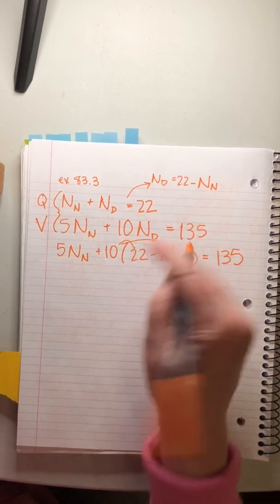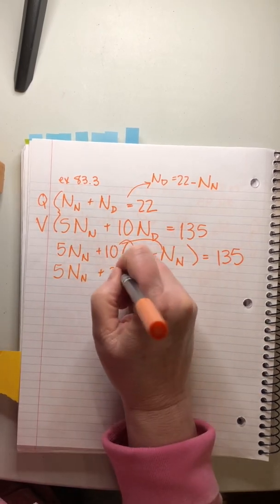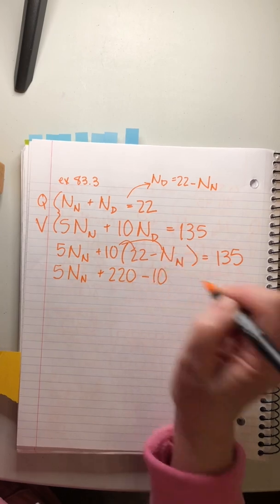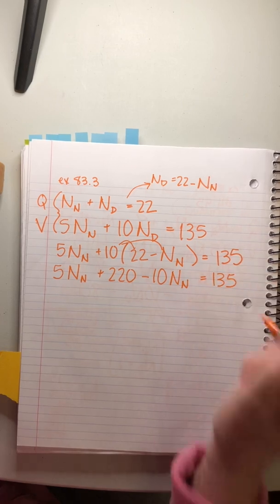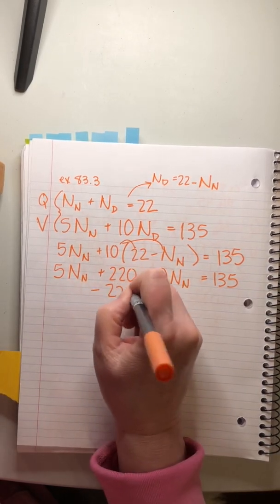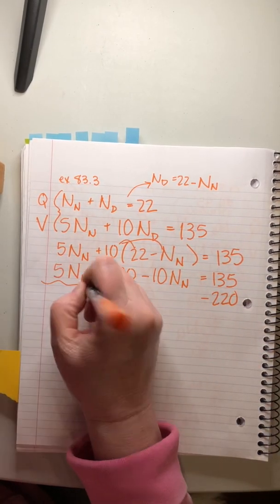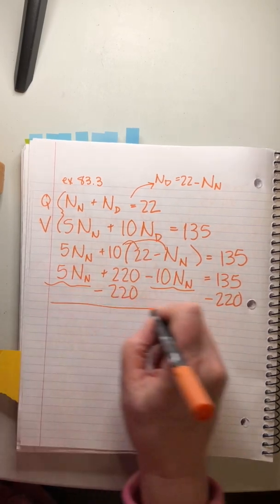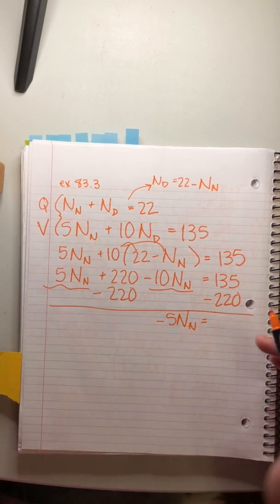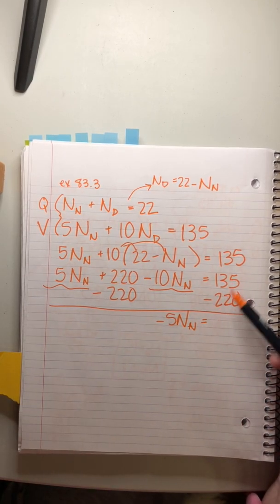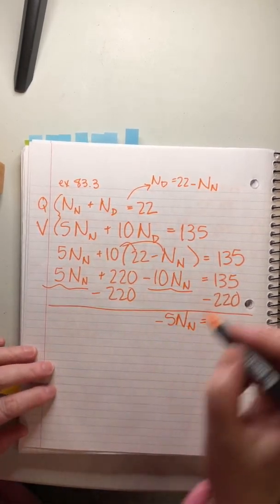Now we distribute. Well, multiplying by 10, I like that. 5 times the number of nickels plus 220 minus 10 times the number of nickels equals 135. Okay, let's subtract the 220, which makes me a little nervous because that's going to be a negative number. But when we combine like terms, that's going to be a negative number too. So I feel better now. Minus 5 times the number of nickels equals, let's see. I need to find the difference between these two numbers, and it'll be negative. But I can't subtract like that.